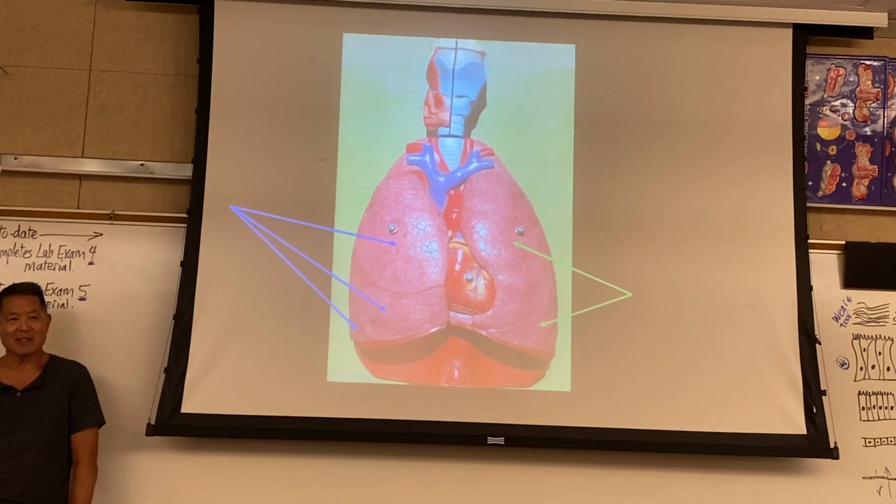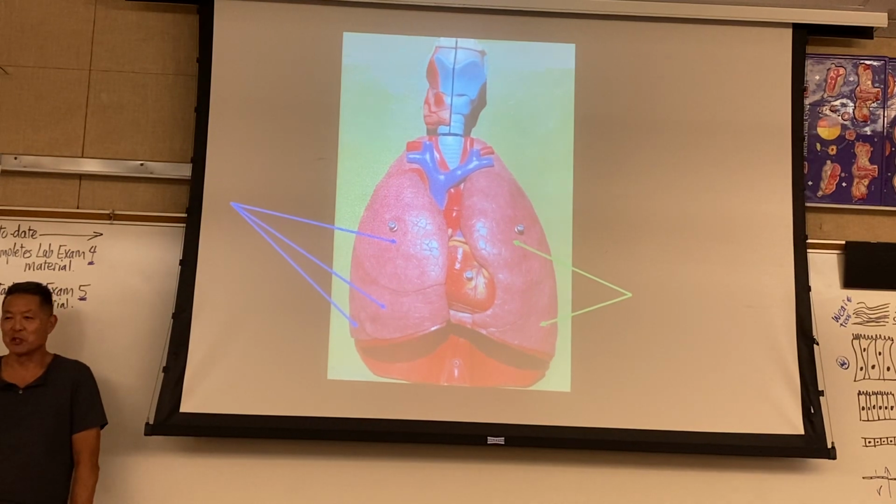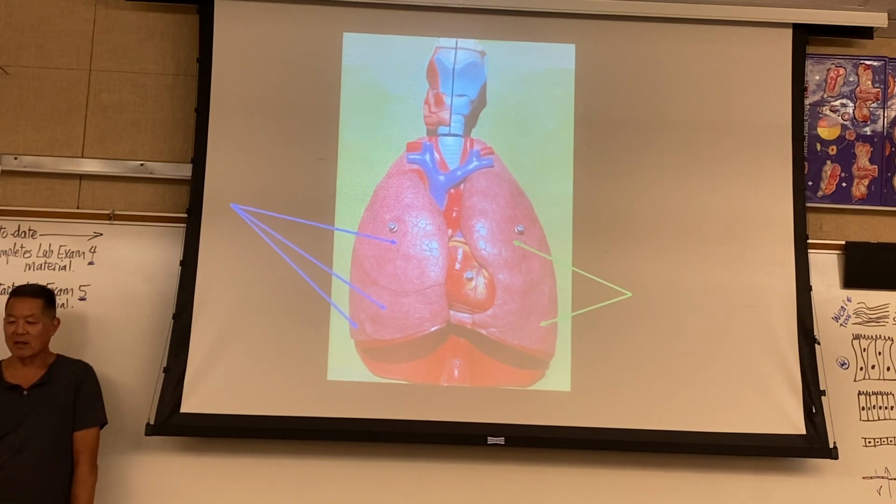You guys can name these, right? Say just like that. Superior lobe of the right lung. Middle lobe of the right lung. Inferior lobe of the left lung.